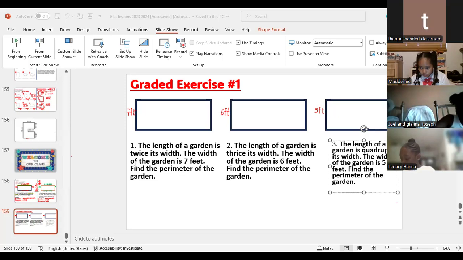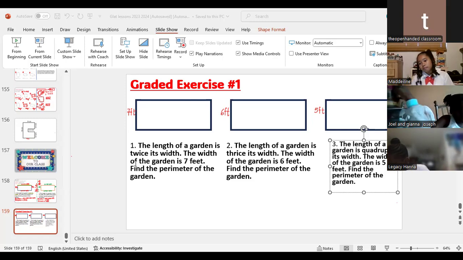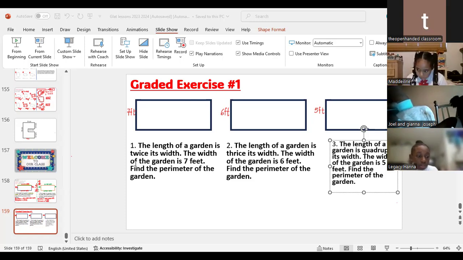Legacy, what number are you on? Legacy, what number are you on? I'm writing down the questions and then after that I'm going to do the answers, but I'm on number 1. Write the question, do the answer, please. Understand? Yes, sir. Good.